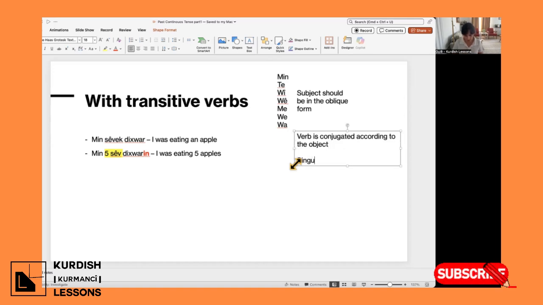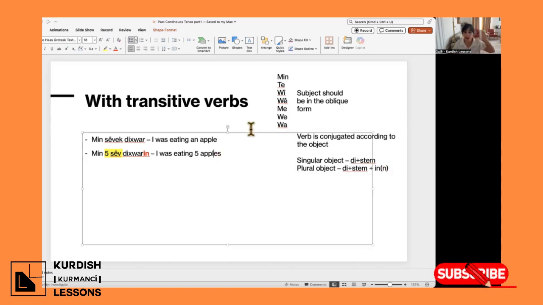So singular object, put the stem like dkhwar. Plural object, put the past stem and n or n, right? So it can be n or n. Sometimes the verbs and the stems end with a vowel. So in this case, you add only n.